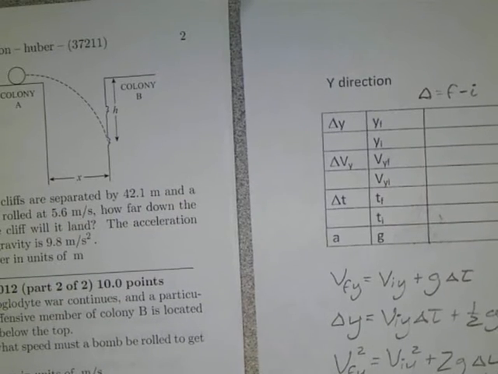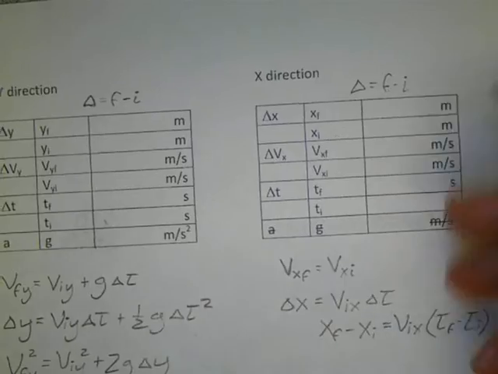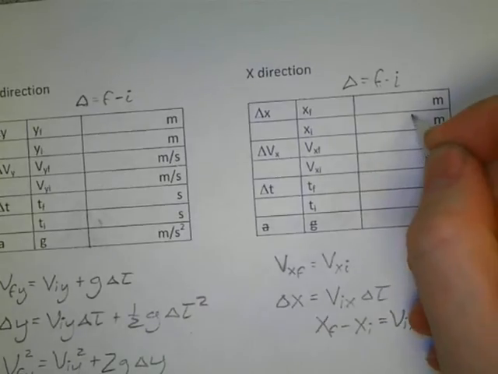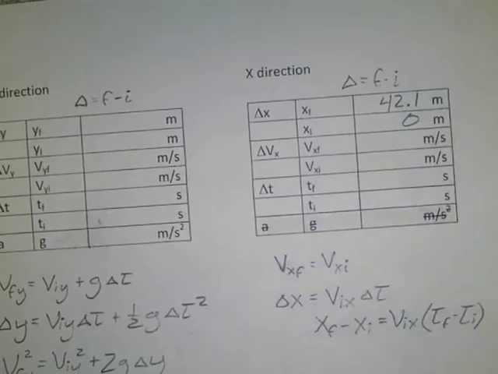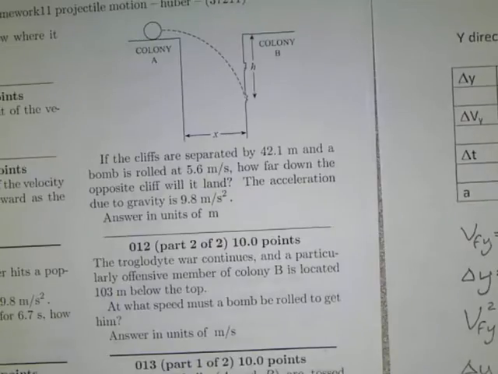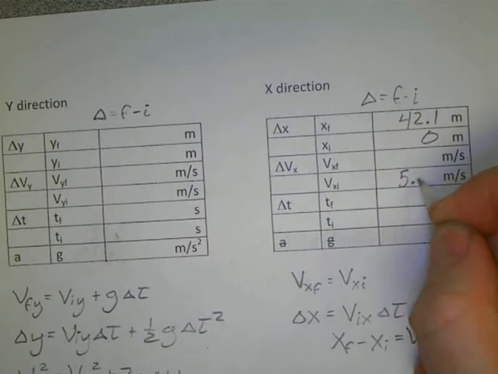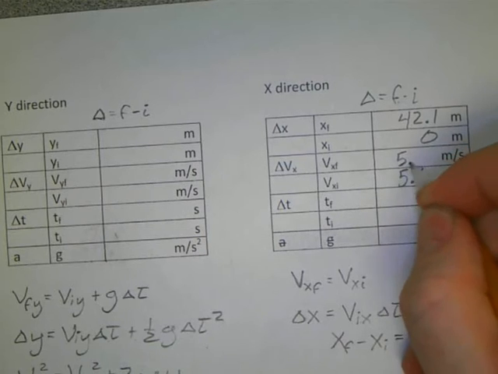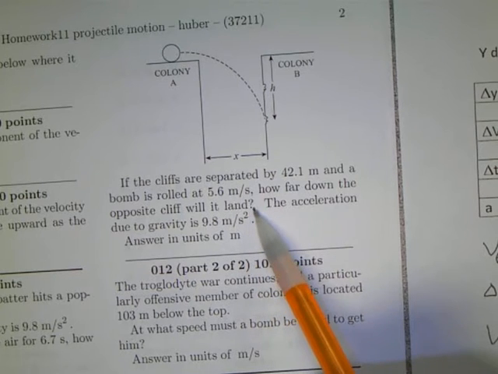I know that the distance between the cliffs is 42.1, so if it starts at the left side, when it gets to the right side, it's going to have traveled 42.1 meters. The bomb rolls off at 5.6 meters per second. That's in the x direction. So it starts at 5.6 and it ends at 5.6 in the x direction. How far down the opposite side will it land? That's in the y direction.